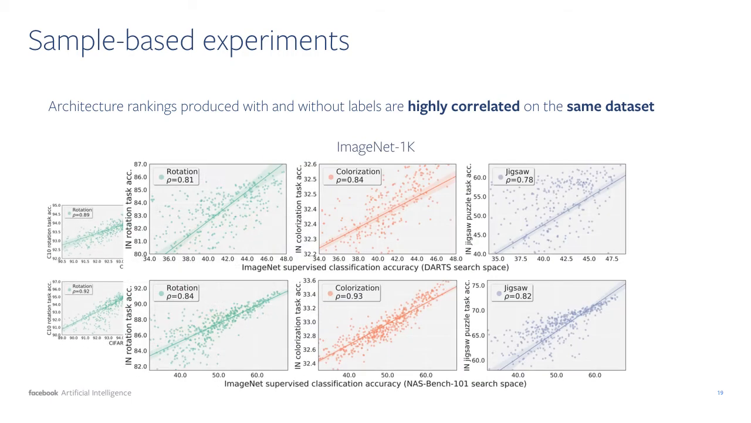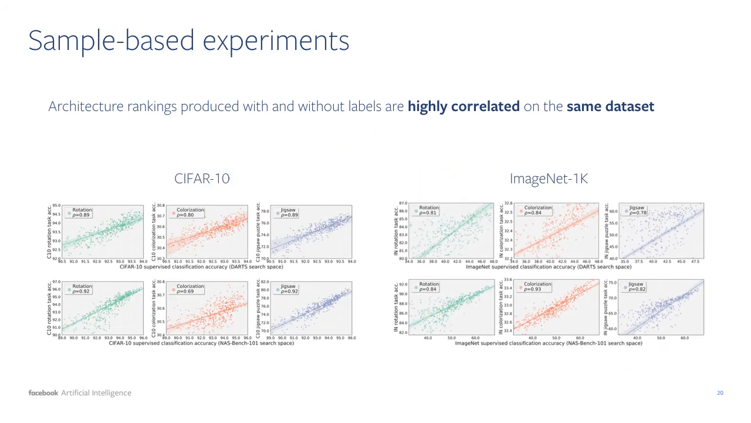When we run the same experiment on ImageNet, similar high rank correlations are observed. Therefore, across two different datasets and two different search spaces, we report that the architectural rankings produced with and without labels are highly correlated on the same dataset.